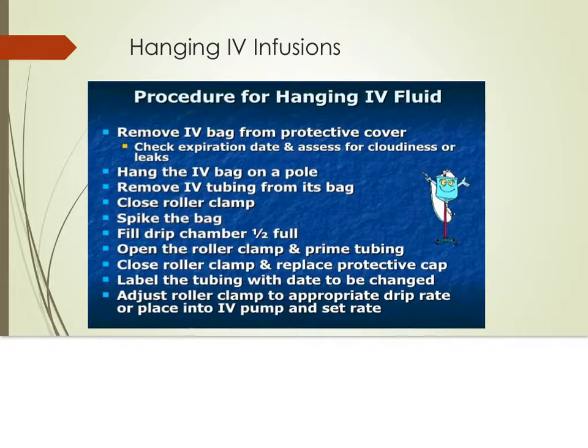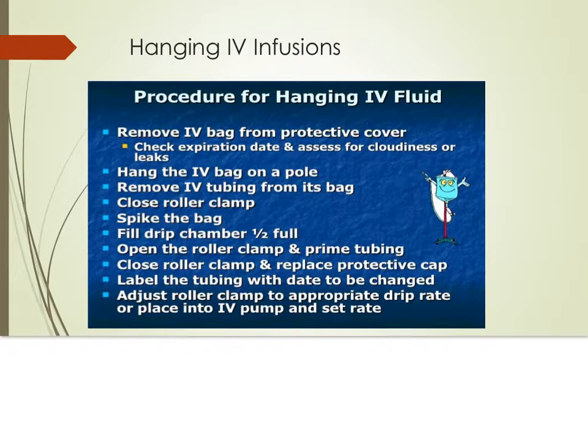The procedure for hanging IV fluids includes: remove the IV bag from the protective cover and make sure you're checking the expiration date and assessing for cloudiness or leaks. Hang the IV bag on a pole. Remove IV tubing from its bag. Ensure that the roller clamp is closed. Spike the bag. Fill the drip chamber half full.